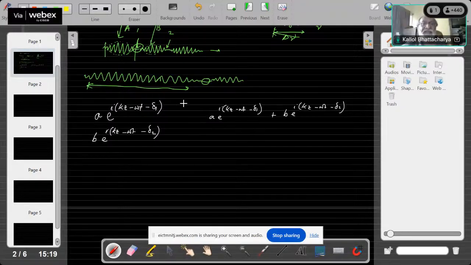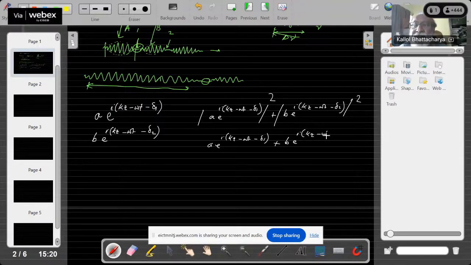So either it will be the square modulus of each term taken individually and then added, or, let me write it once again, A e to the power i into kz minus omega t minus delta 1 plus B e to the power i into kz minus omega t minus delta 2, the square modulus of the addition of the two.